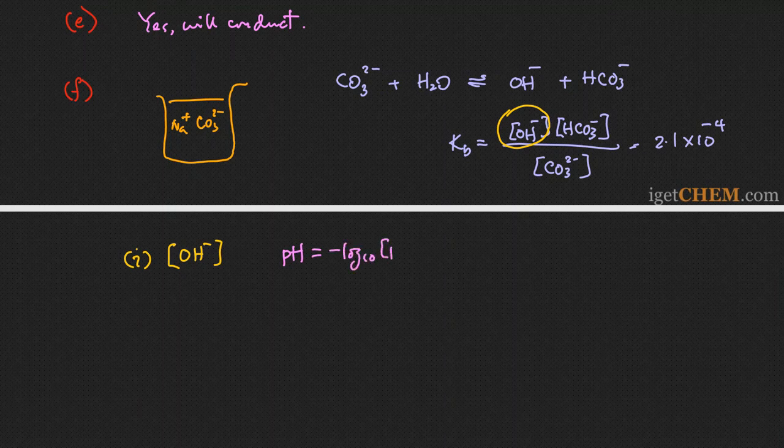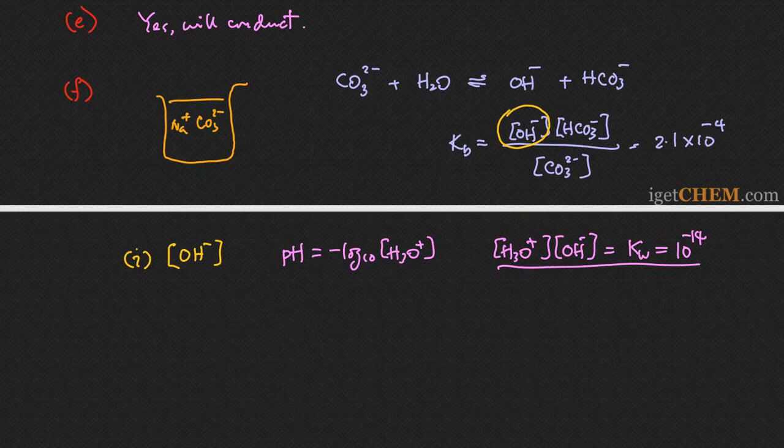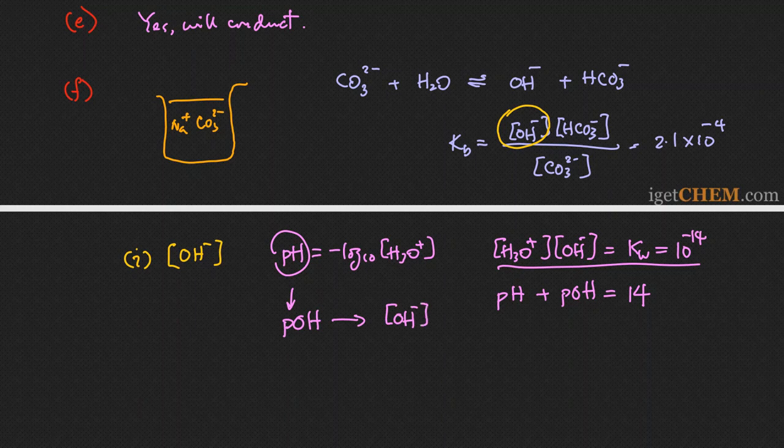because the pH is minus log base 10 of the H3O plus concentration. But we know the H3O plus concentration multiplied by the OH minus concentration must be equal to Kw, or 10 to the minus 14. From this equation, you see that the pH plus the pOH must be equal to 14. So once you know the pH, then you will be able to calculate the pOH, and from the pOH, then you should be able to calculate the OH minus concentration.